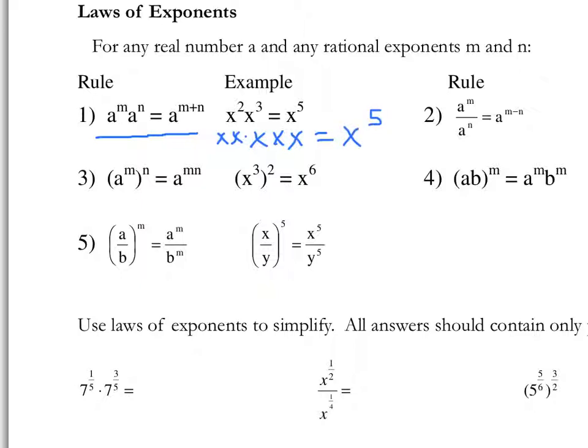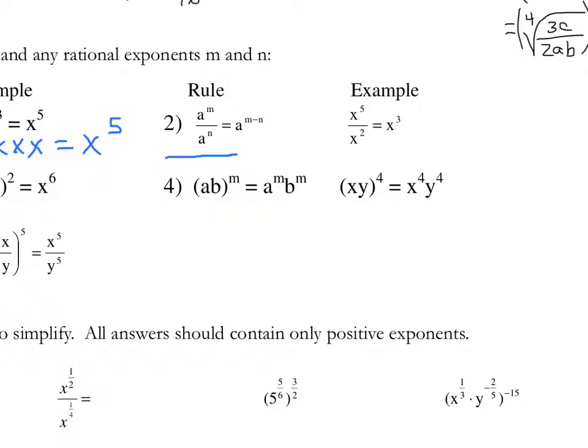Our second rule is if you have a to the m over a to the n, you subtract the exponents. That's a to the m minus n. That's easy to see in this example of x to the 5th over x squared. Think about x to the 5th: you have x times x times x times x times x over x squared, which is x times x. Now you can cancel these guys, cancel these guys. What do you have left? You have x cubed in the numerator.